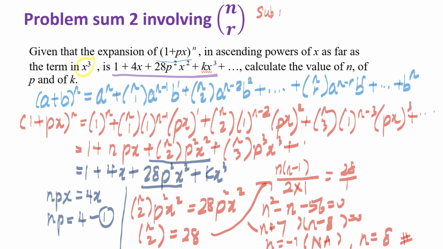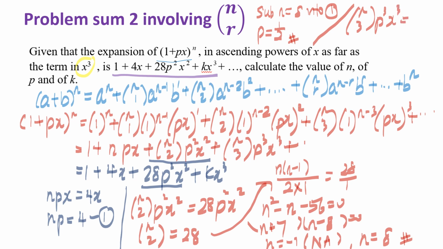So sub n equals 8. Okay. And then we can now sub p equals half and n equals 8 into nC3 p cubed x cubed, and that gives us kx cubed. So you divide by x cubed on both sides, so k will be equal to nC3 p cubed. n is 8, so 8C3 p cubed, p is half.